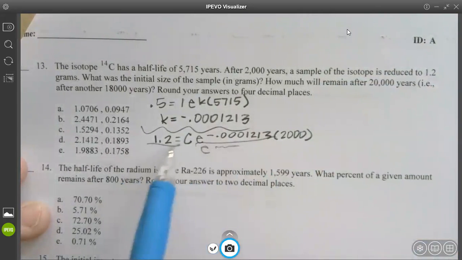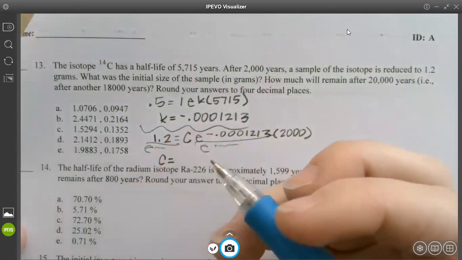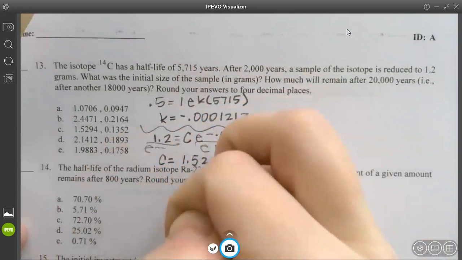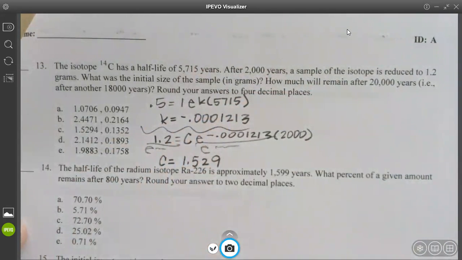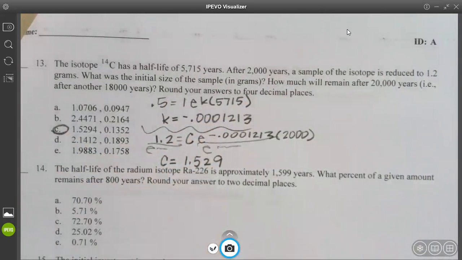Divide by e to the whatever. And I'm gonna go ahead and tell you that C equals 1.529. If you guys look, there's only one of those, so go ahead and mark your answer. But what if there were two of them the same?